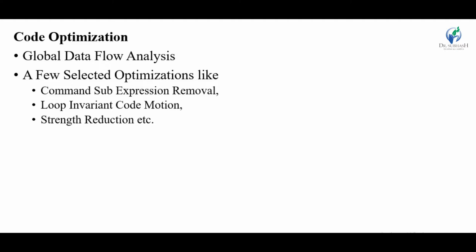Next unit is code optimization. First one is global data flow analysis. Data flow equations are the equations representing the expression that are appearing in the flow graph. Data flow information can be collected by setting up and solving systems of equations that relate information at various points in a program. A few selected optimizations like common sub-expression removal, loop invariant code motion, strength reduction, etc.